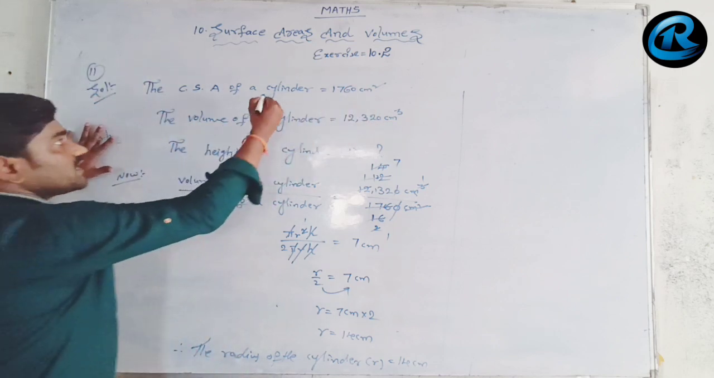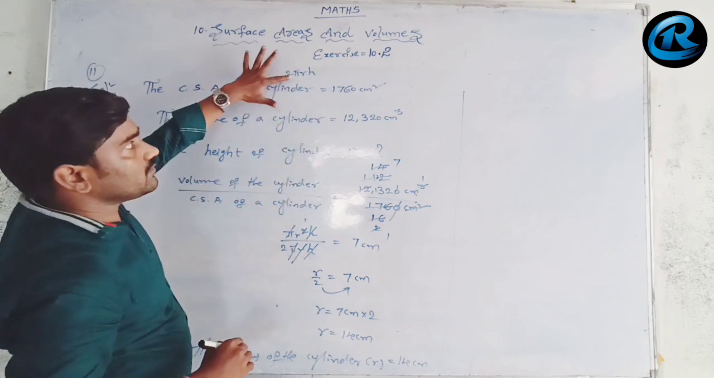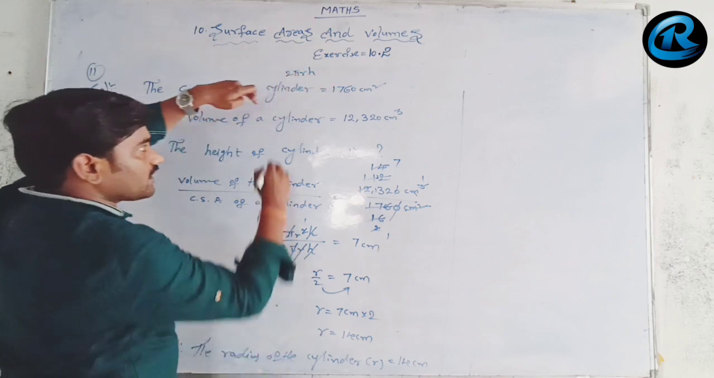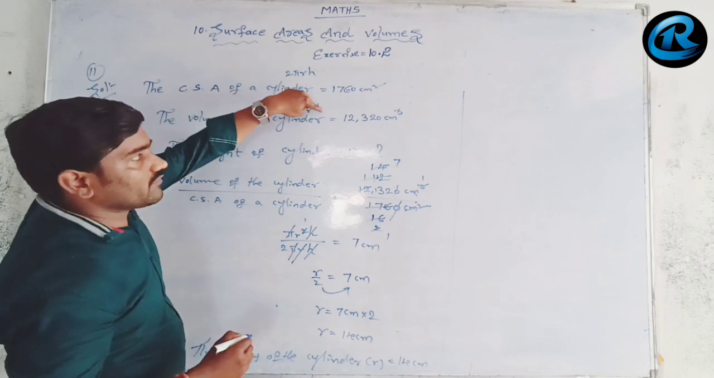In this, what is the curved surface area of cylinder formula? 2πrh. You know the pi value, 2 value, pi value, r value. We can find out the h. Or you can use the volume, pi r square h. You know the pi value, r value. You can find out the h.